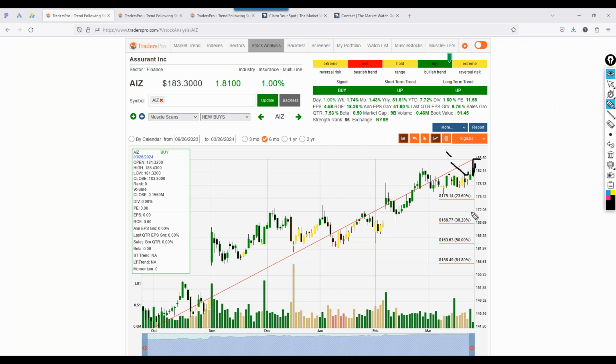And typically what we'll do is we'll go in the next morning, or you can do it that night, and enter your trade as a good till cancel order. And then it's set up. It's set up with your broker and you're good to go for that entry.